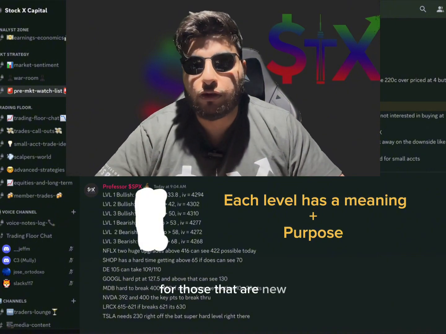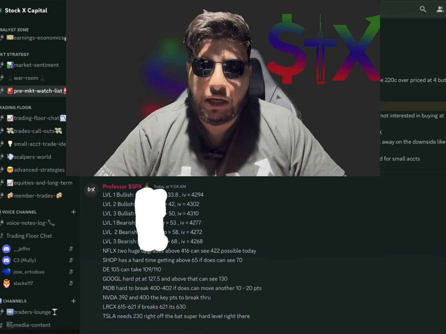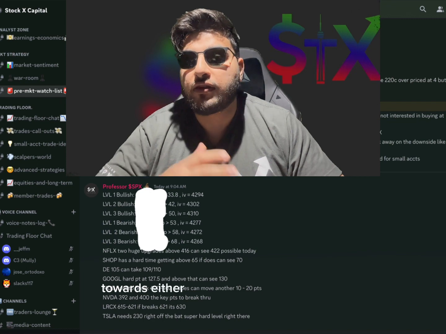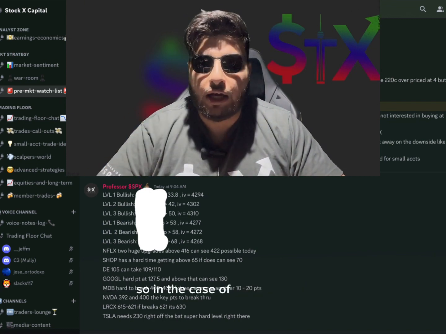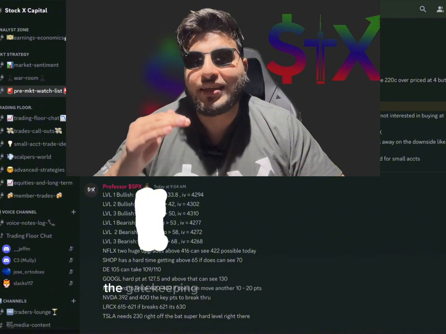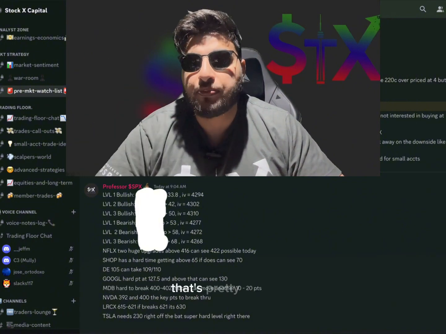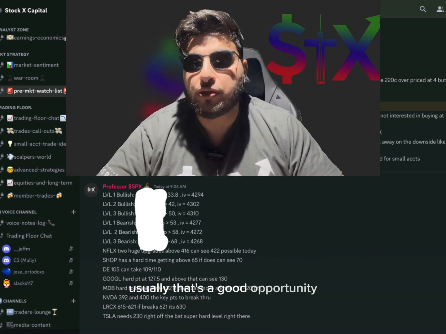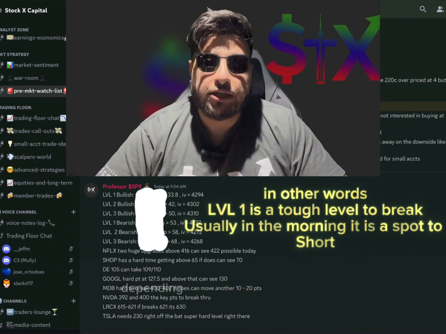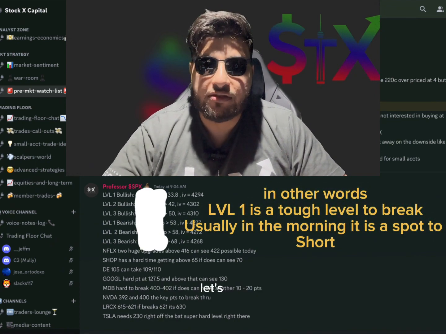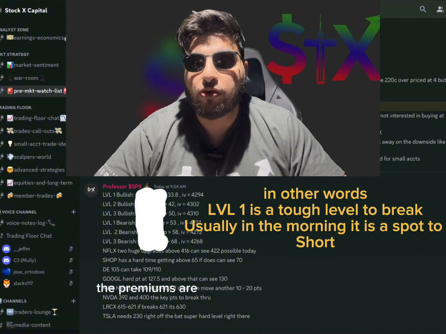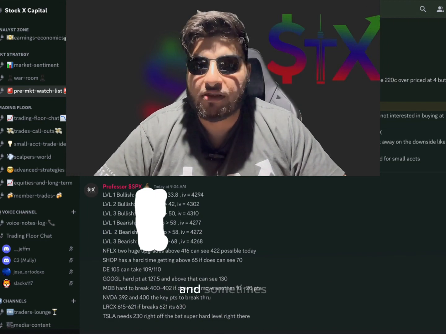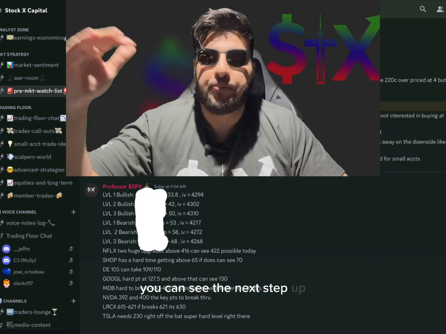So for those that are new, just to reiterate things here, the level 1 represents basically the gatekeeper towards either the upside or the downside. So in the case of level 1 bullish, that represents the gatekeeping level towards the upside. So that's pretty much the key inflection point that will keep the market in range. Usually that's a good opportunity to play a rejection depending on what time it happens. So let's just say if the premiums are overpriced in the morning, that is a very good level to short the market.